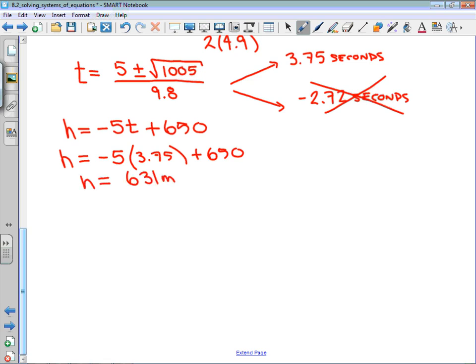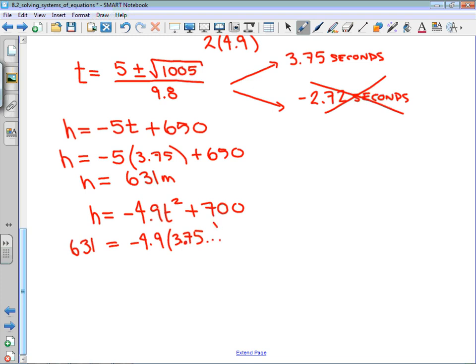Now, the last part of this wants us to verify our solution. I should put it into both equations, but I am going to check the other equation, which is h equals negative 4.9 t squared plus 700. I am checking if 631 is equal to negative 4.9 times 3.7, and I am going to use the unrounded number there from my calculator, squared, plus 700. And what I end up with, and this is really important, is that it's not actually 631. We got 631.274, and there's an unrounded number there as well. I should have written it in. I'm just going to write it beside now, 631.274. When we use the unrounded numbers, it works perfectly.